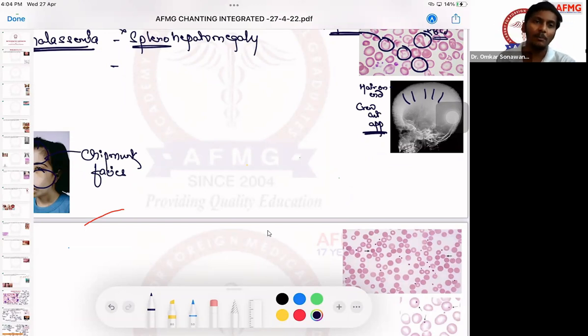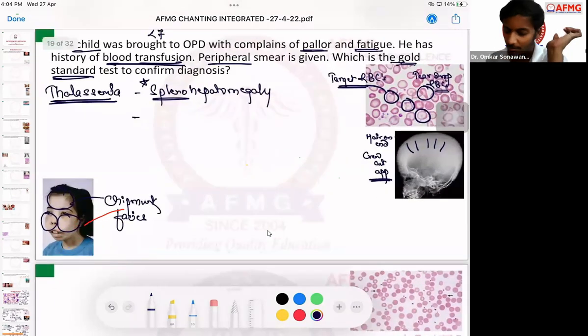The third, that is your pepper pot skull or salt and pepper skull, is a feature of hyperparathyroidism, not hypo. If parathyroid hormone is high, that causes osteolytic lesions, not hypo. Okay, please remember this, hyperparathyroidism. Okay, so talking about thalassemia, coming back to our question.